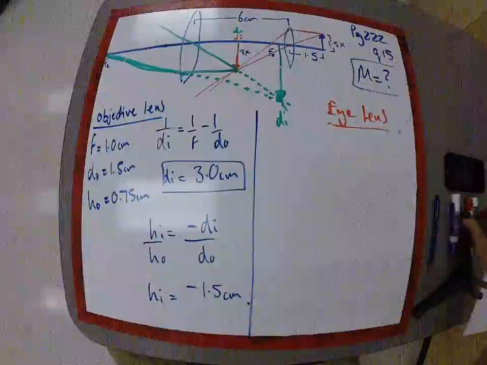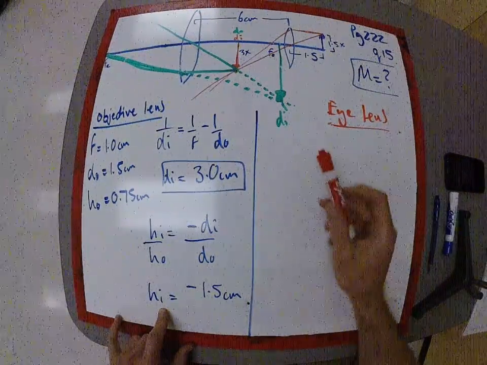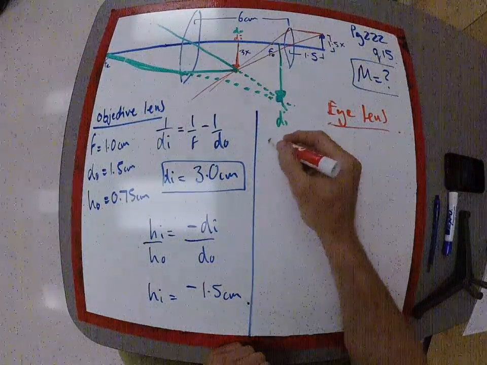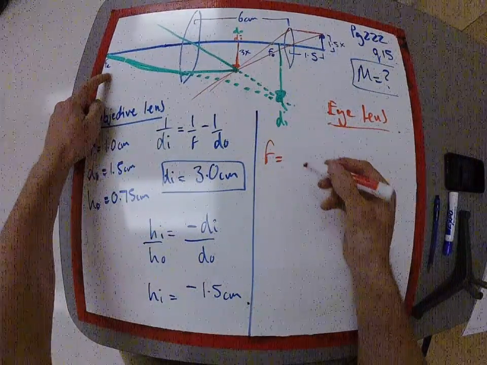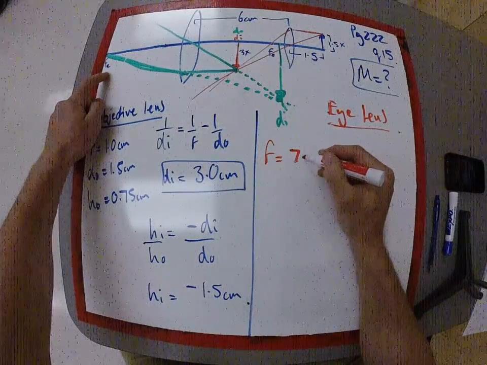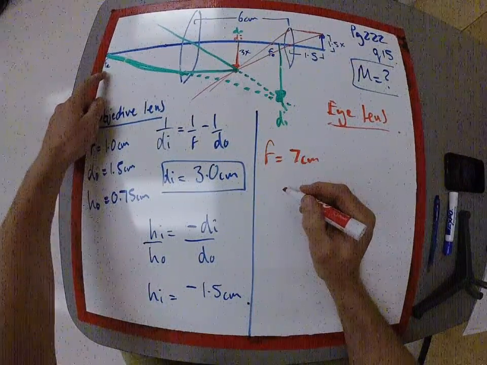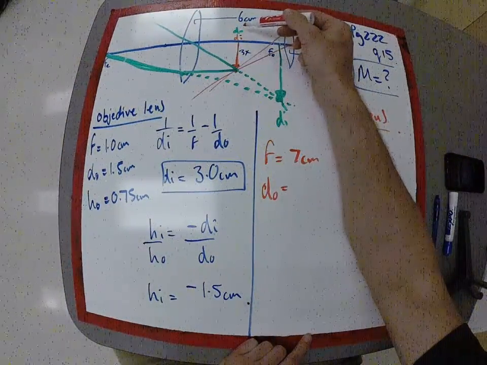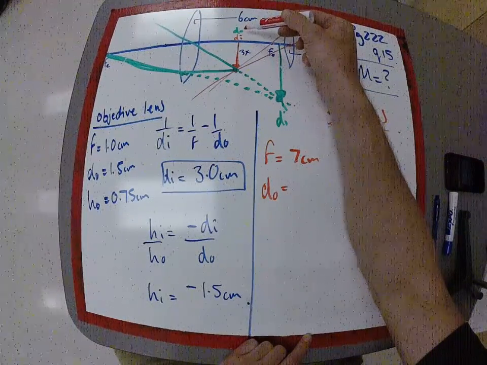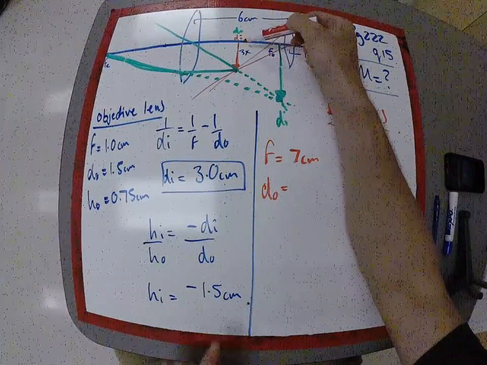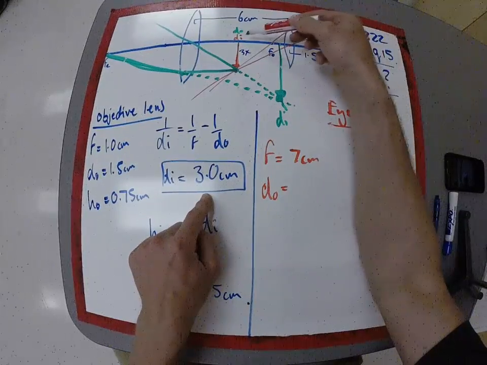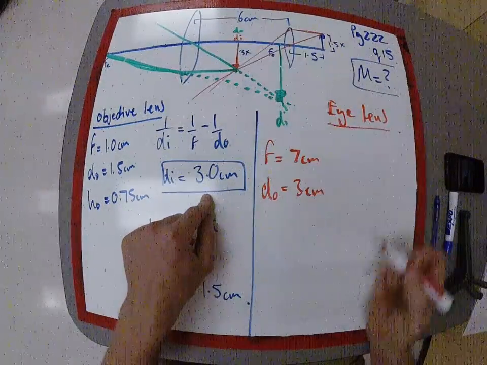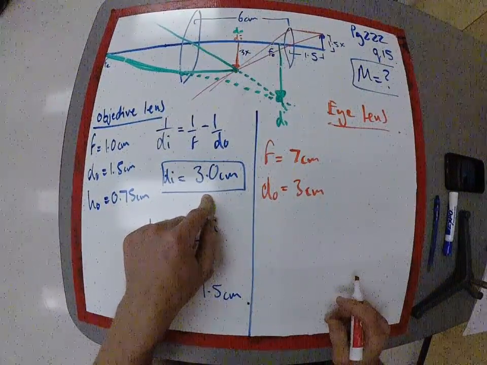Let's move on and now look at the eye lens. So this now becomes the object. Okay, so we just have to relabel some things. We know the focal distance. We were told that at the beginning. That's 7 centimeters. We know the distance of the object. Well, this is the object, and it's halfway between. It's 3 centimeters away from this lens, which means it also has to be 3 centimeters away from the eye lens. Okay, does that make sense?